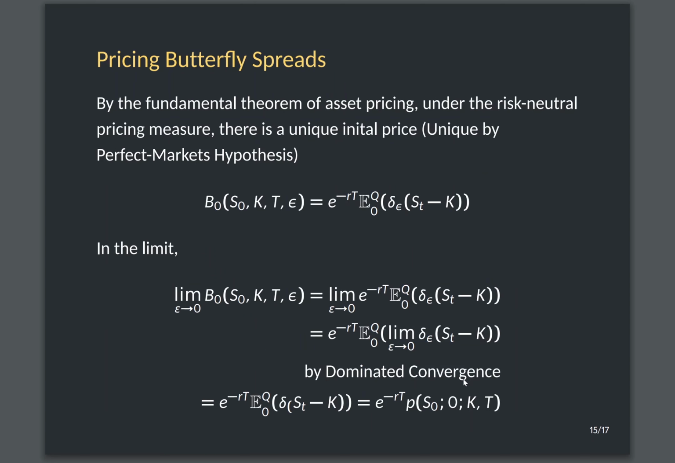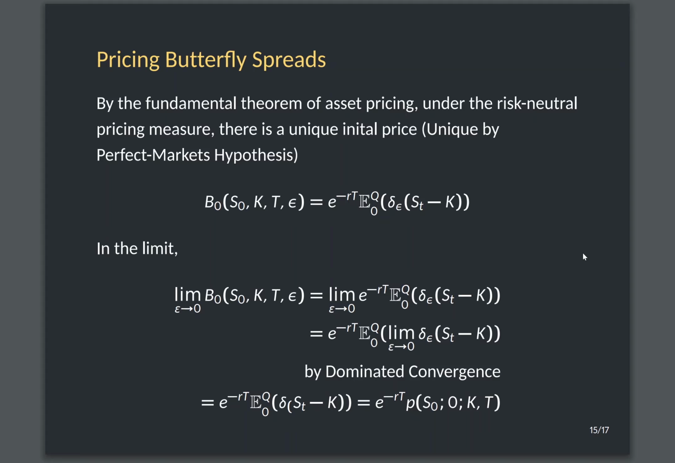Okay, well that's great. We can replicate portfolios using infinitely narrow butterfly spreads. But how do we price such an infinitely narrow spread? By the fundamental theorem of asset pricing, under the risk-neutral pricing measure, there's a unique initial price. This is unique by the perfect markets hypothesis, since we assume that our hedging instruments were complete. So the fundamental theorem says then that the pricing measure is unique.